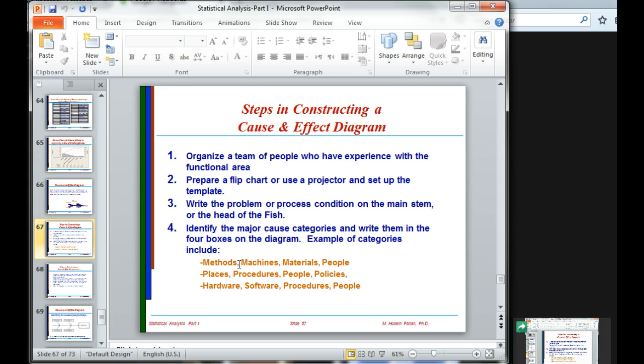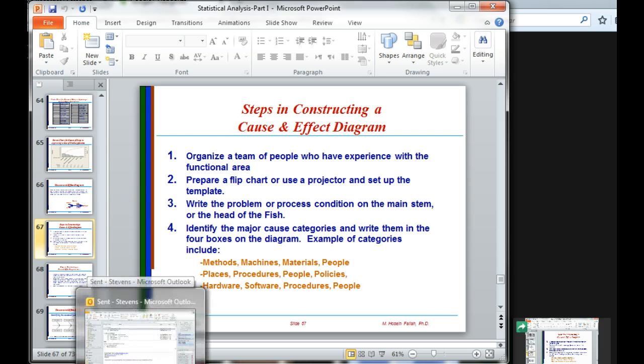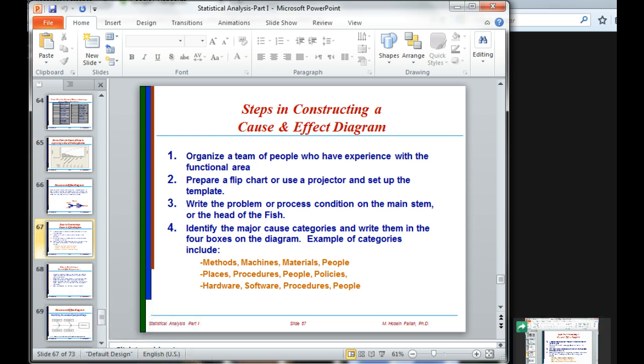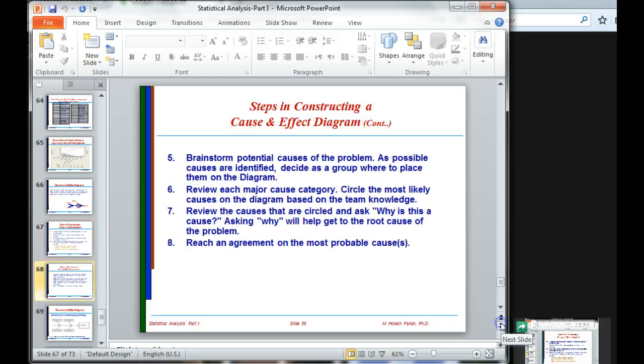The most prominent use of this is that you have a team. You get in a conference room. You put a flip chart on the board, or you could use the computer and put it on the screen, and essentially create the skeleton and say, okay, here's our problem. And the main categories could be methods, machine, material, people, as I said, could be places, procedures, people, policies, hardware, software, whatever you think are the categories of the causes for that problem.